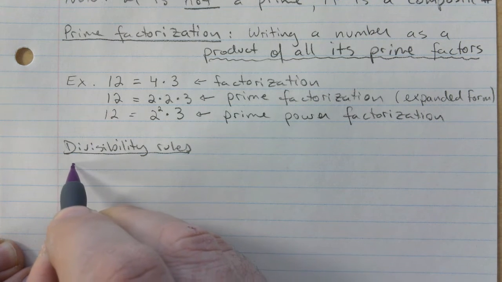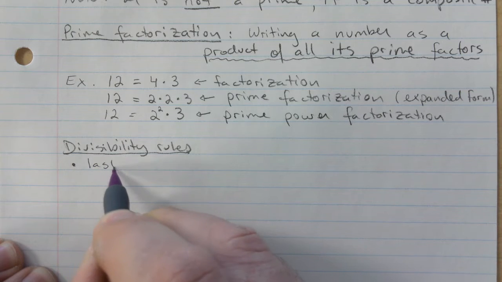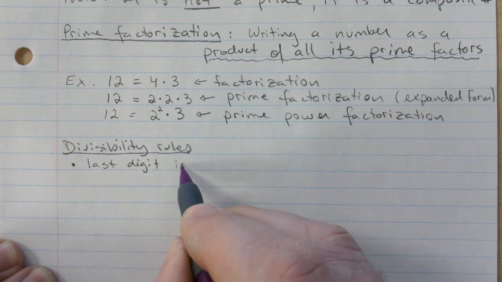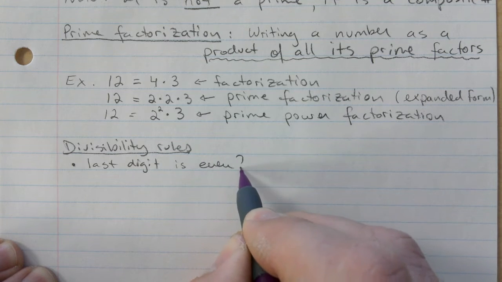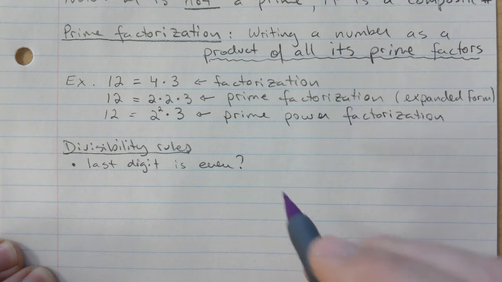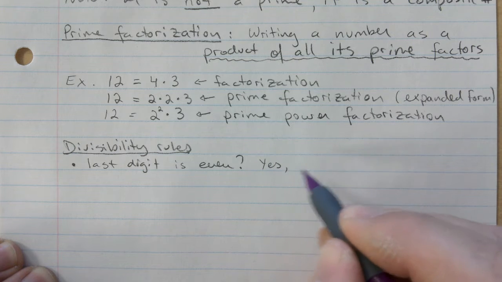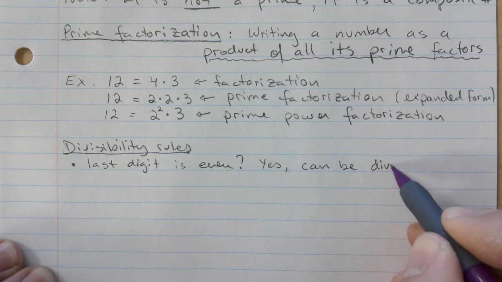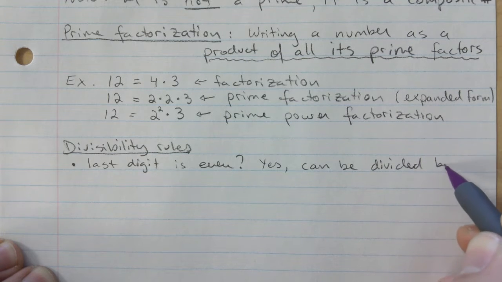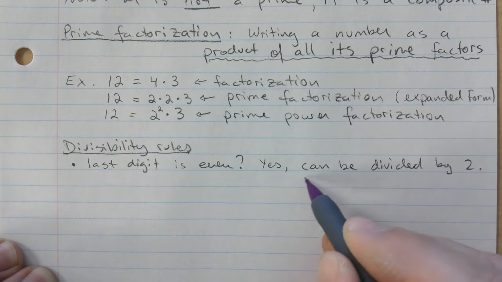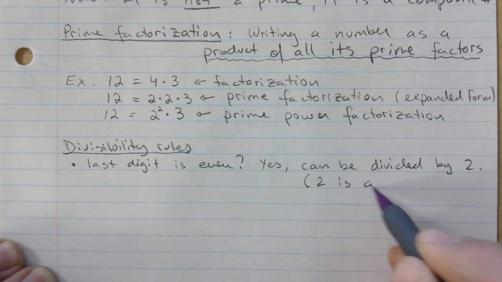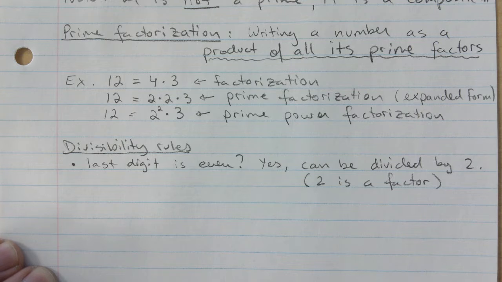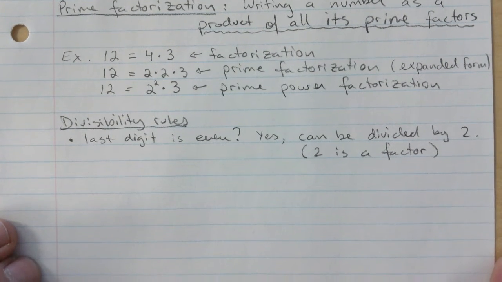Divisibility rules, so just a couple. Last digit is even, so that's a question mark, right? Yes, it can be divided by 2 then, right? So 2 is a factor. And in a sense, that's what you've just determined. 2 is one of the factors of that number.